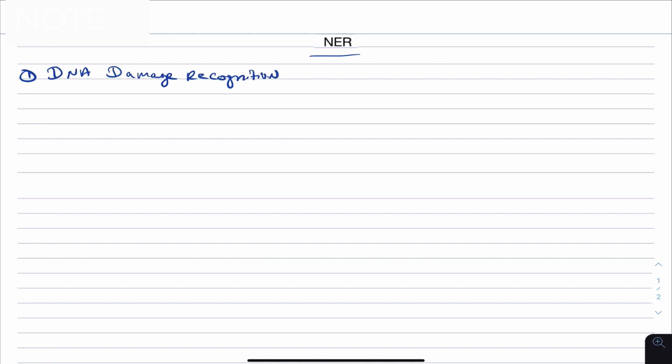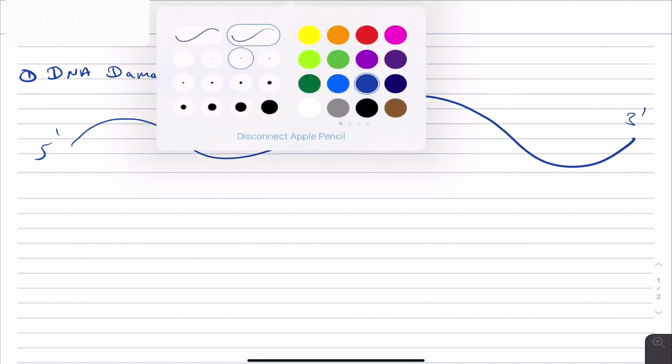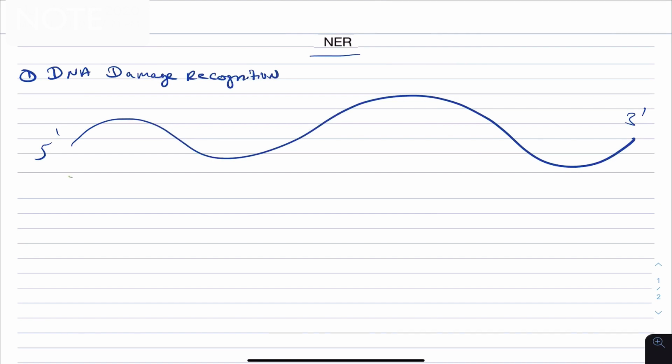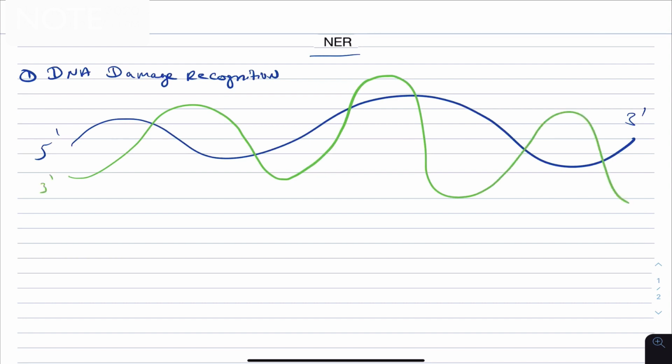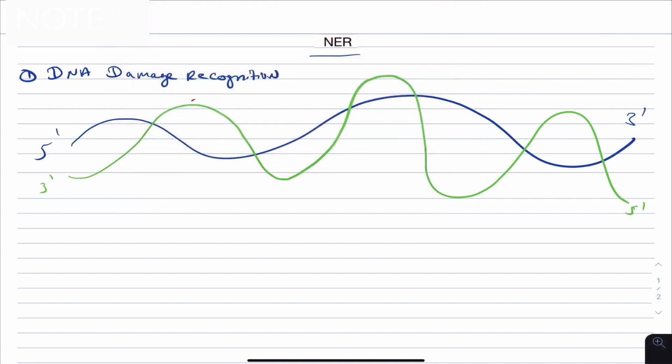So if we make a DNA molecule over here, for example, we have our 5' end over here, and our 3' end over here, and the complementary strand with a 3' end over here and the 5' end over here. Now to describe the lesions, I'm just going to go with red. If we have these little triangles over here, over there, over here, these are our lesions. These are the areas that are bad, okay?